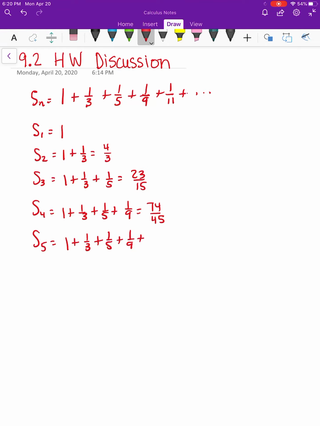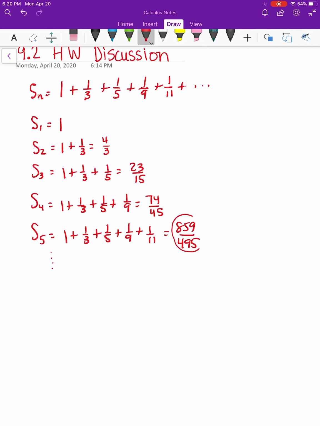S sub 4 would be the partial sum of the first 4 terms. And if you added those together, you're going to get 74/45. S sub 5 is going to be the partial sum of the first 5 terms. And if you added those together, you're going to get 859/495. And you could keep going, of course, but hopefully you'll start to see a trend, and there's going to be some of these that end up adding up to one specific number.